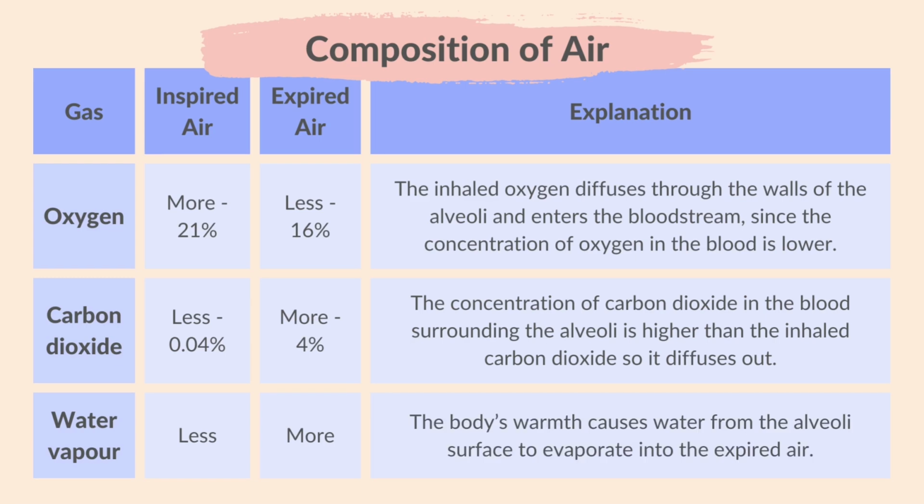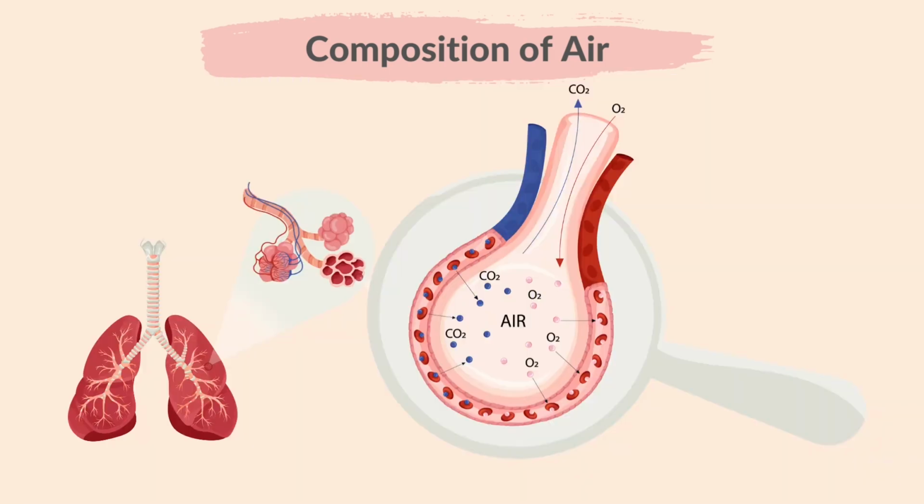The body's warmth causes water from the alveoli surface to evaporate into the expired air. That's why there's more water vapor when breathing out. This diagram illustrates the gas exchange that takes place at the alveoli. Oxygen diffuses from the alveoli into the blood, and carbon dioxide diffuses from the blood into the alveoli.